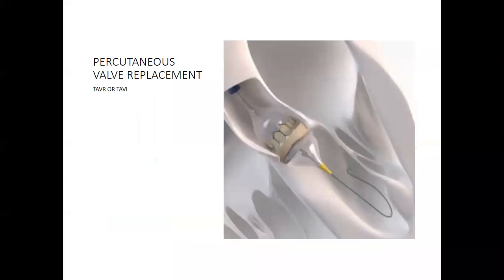And this is actually the TAVI procedure, where you can put a valve across the diseased native valve, and you can inflate the balloon that is mounted over the valve, and then you pull the balloon back, and the metal valve remains over there and functions in place of the normal aortic valve.